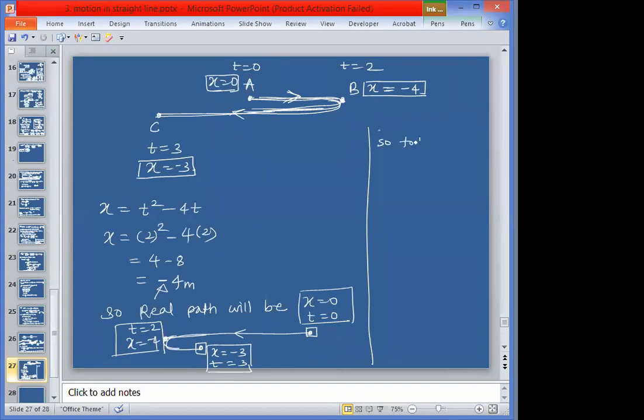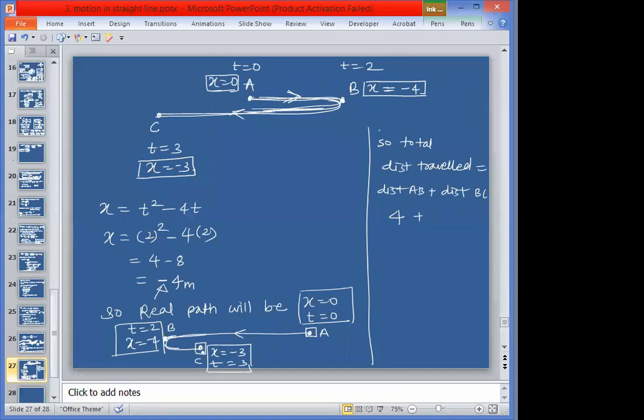So write down. Total distance traveled will be what? This is point A. This is point B. 0 to -4, and let's say this is final point C. So total distance traveled equal to distance AB plus distance BC. AB distance किती असणार? This marking is 0. This marking is -4. So -4 - 0 is -4. But distance is always positive. So +4. AB distance किती आलं? 4 आलं.